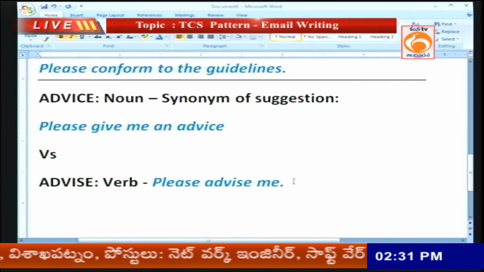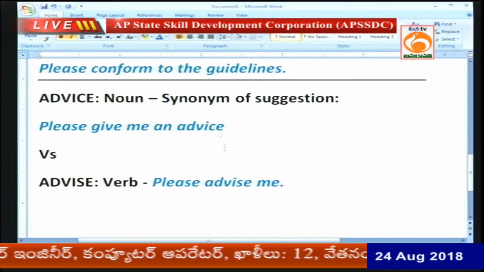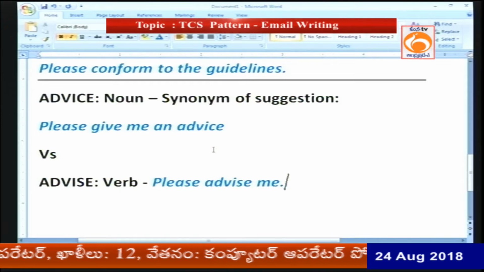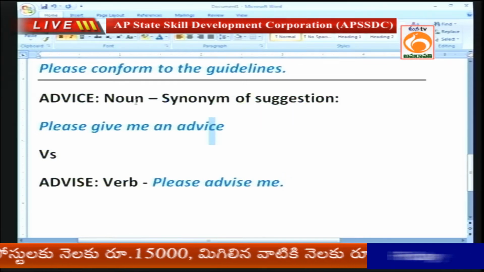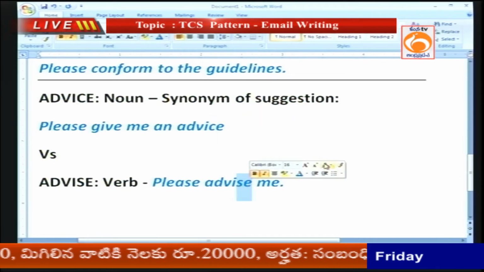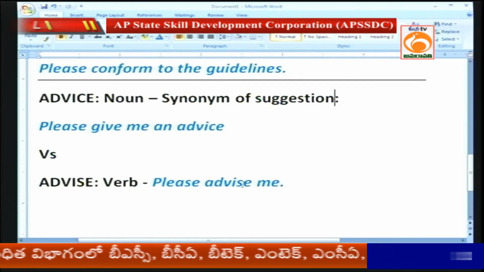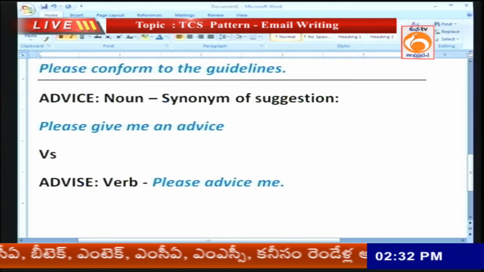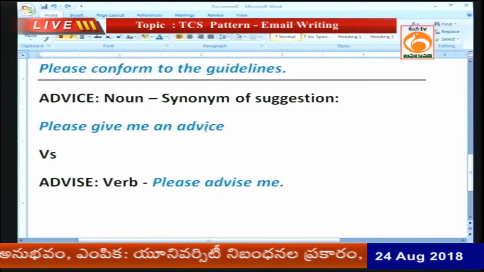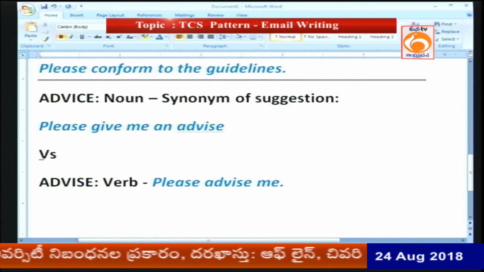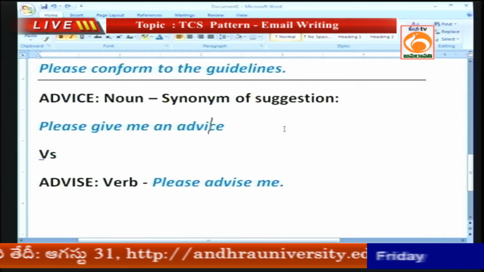Now in this particular case, if I replace the CE with SE, if I interchange or swap it, it will lead to a grammatical error. So you've got to be sure you're using CE when it's a noun form. You use SE when it's a verb form. You can't say please advice me, it should be advise me. Can I say please give me an advise? No. I need to use CE.